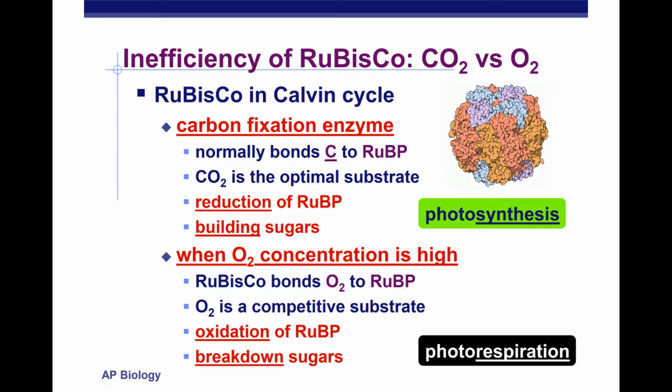When Rubisco binds oxygen instead of carbon dioxide, that process is called photorespiration, and it leads to the opposite things happening. Instead of reducing RuBP, we're going to oxidize RuBP, and instead of building sugars, we're going to break sugars down. So we're not making glucose, instead we will be utilizing glucose, which is not what we want.